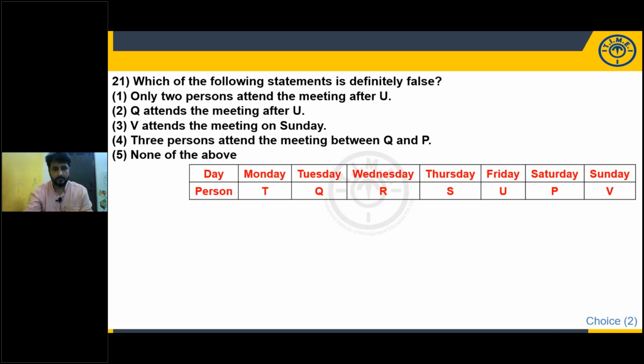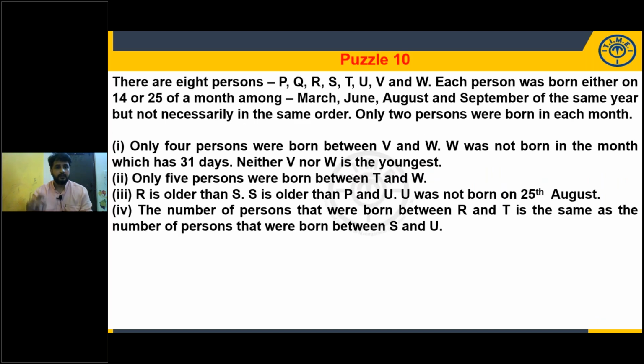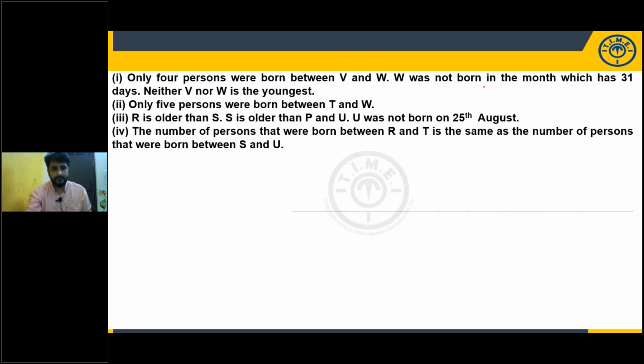Okay. Now go to the next set. Puzzle 10, months and dates related. There are 8 persons P, Q, R, S, T, U, V and W. Each person was born either on the 14th or 25th of a month among March, June, August and September of the same year, but not necessarily in the same order. Only 2 persons were born in each month, one on the 14th, one on the 25th. We have 4 clues and here is a basic structure.